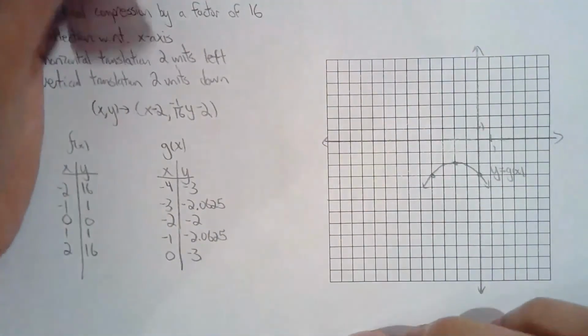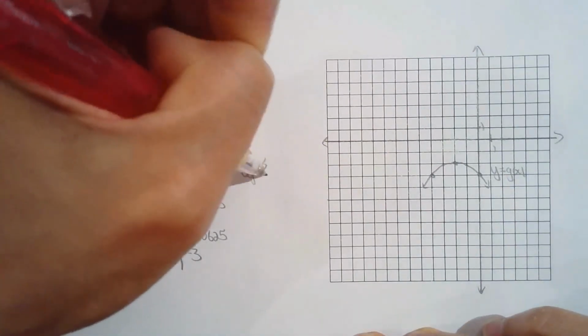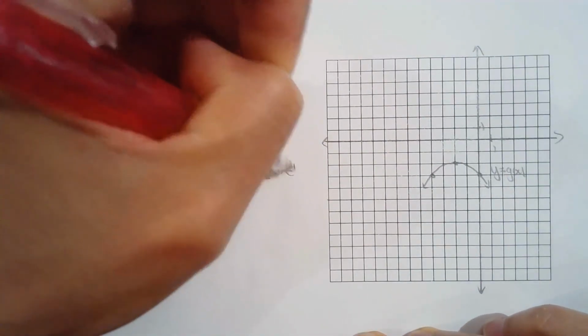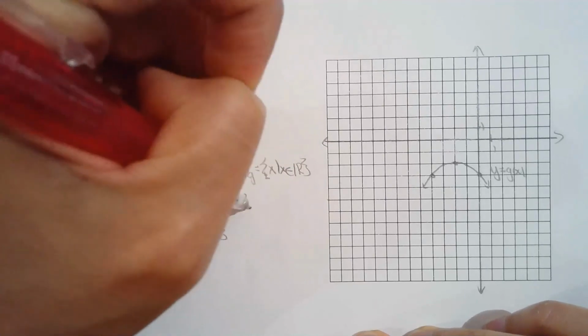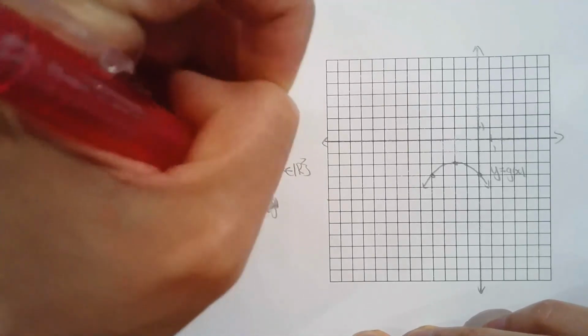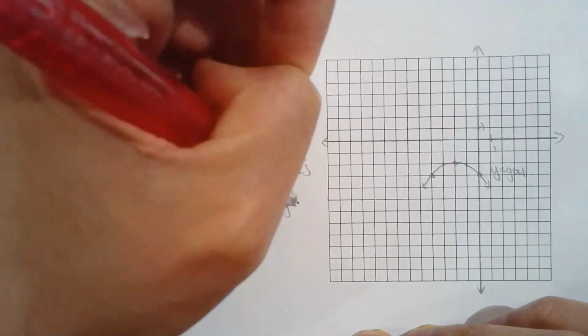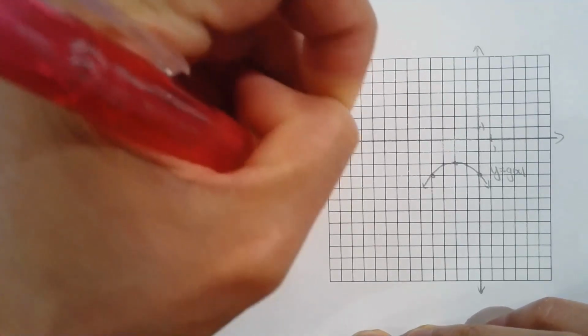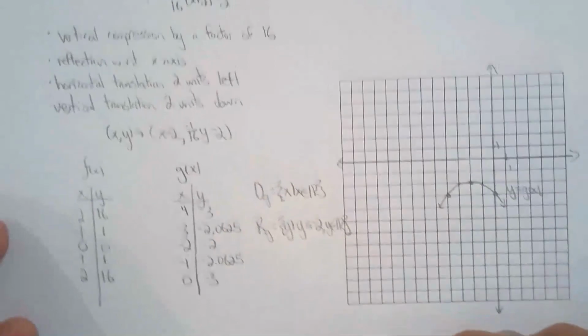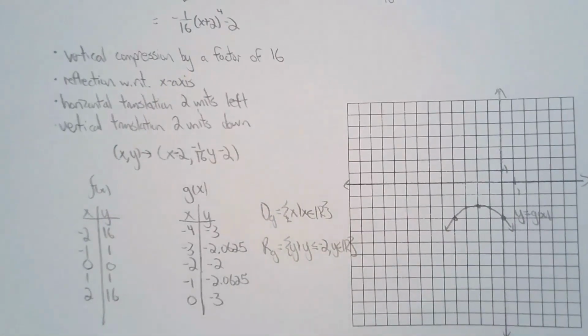Beautiful. Domain of G, all real numbers, of course. And the range of G is anything less than or equal to negative 2. Okay, so we're finished with the transformation lesson. Very, very similar to what you did last year. So really go for what you did last year with transformations, and this lesson should be pretty straightforward.